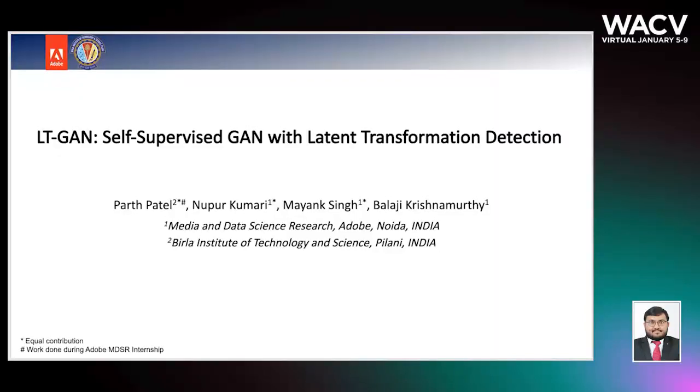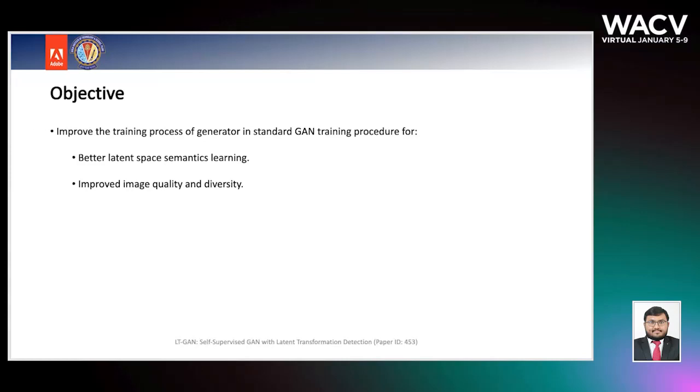Hello, the title of our paper is LT-GAN, Self-Supervised GAN with Latent Transformation Detection. Generative adversarial networks are one of the most popular generative models today. In this paper, our objective is to improve the training process of the generator in the standard GAN training procedure for two reasons. First, for better organization of the latent space semantics, and secondly, for improved image quality and diversity.